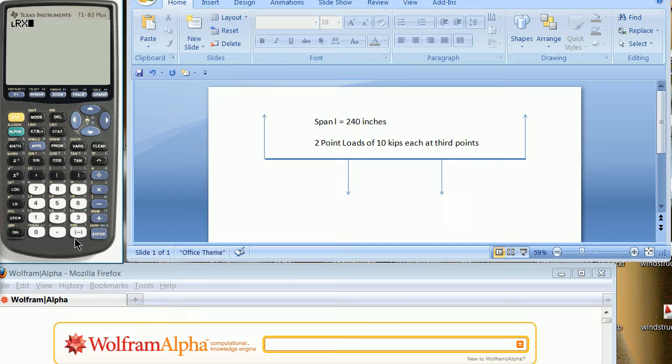LRX minus 120 is my shift, and I want to store it exactly correct into second list LRX. We've just shifted each of our LRX vectors by 120. So if we look at them, that makes sense. This one, this.